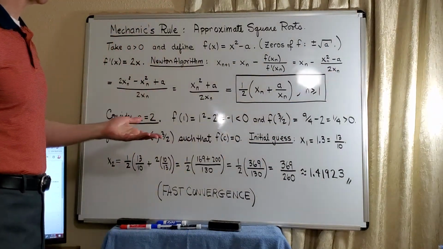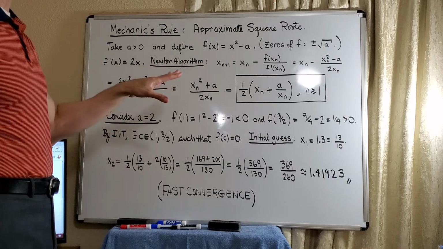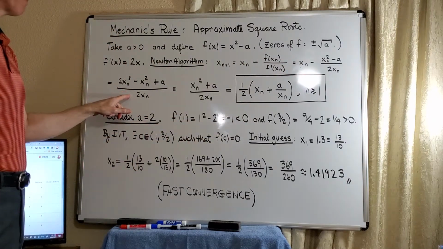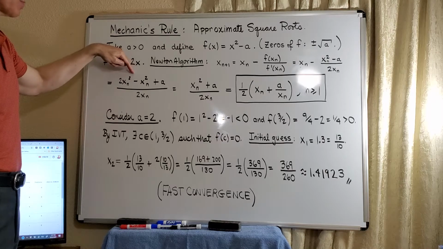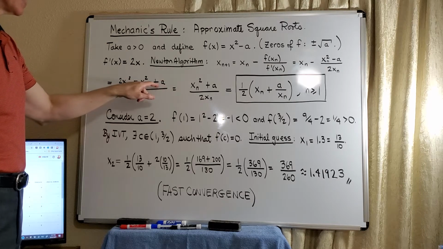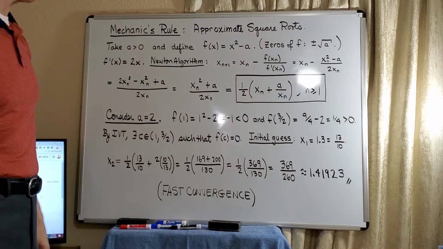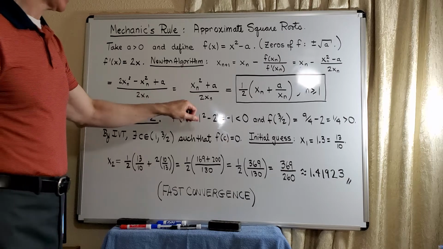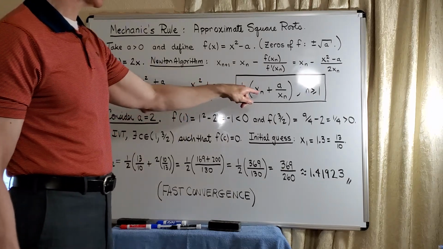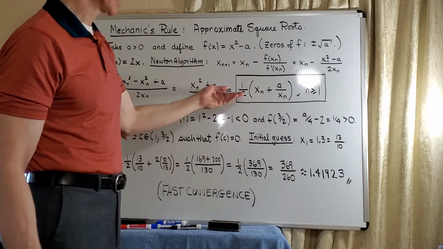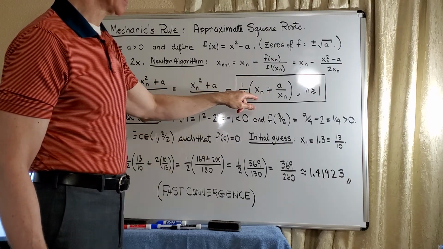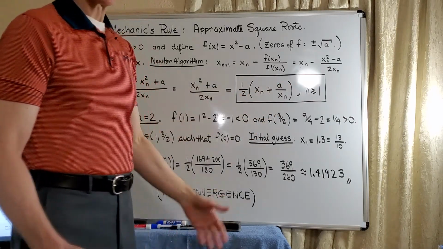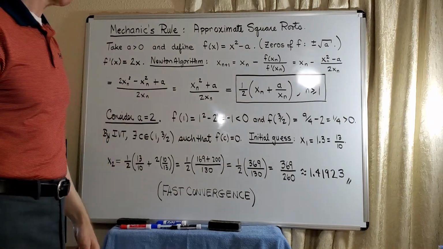Now, customarily, Mechanics' rule is written in a different form other than this. So first, let's get a common denominator of 2x sub n, and then we notice that we can get some reduction here to an x sub n squared, and then of course the minus minus here gives us a plus a. Now in the literature, the formula is usually written with the 1/2 factored and then the fraction reduced. So we end up with a formulation that looks just like this. That is 1/2 times the quantity x sub n plus a divided by x sub n. And this is our iterative formula, which produces the convergent sequence that we're looking for.